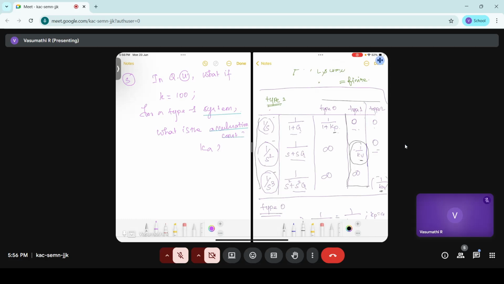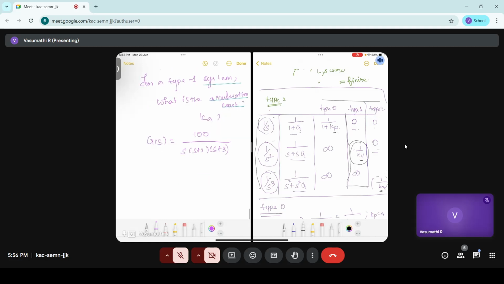So the above system is a type 1 system. I'm going to rewrite the transfer function with the given information, s into s plus 2 into s plus 3. So what will be the Ka for this? Can you tell me? Acceleration constant. What is the acceleration constant?